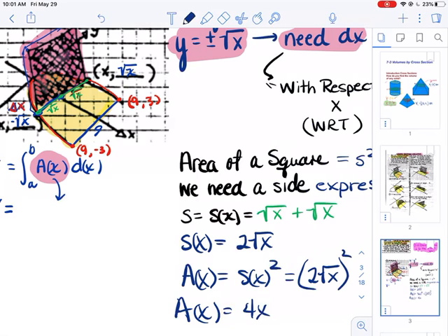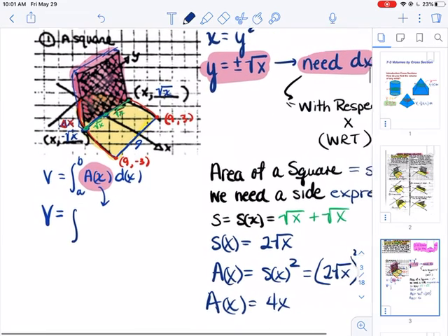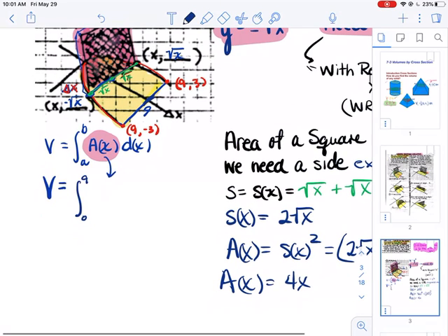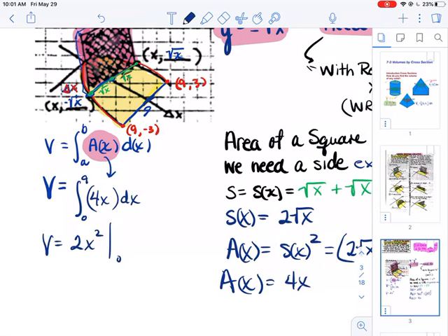And then we're going to plug this into the integral. Remember, the limits of integration, you integrate what's there, not the air. So we're going to start at 0, and we're only going to go to 9, because that's where we stop the base area right here. We have A of x as 4x, and then our dx. So kind of a simple integral. We get the volume equal to 2x squared, as we integrate 4x to get 4x squared over 2, and then evaluate that from x equals 0 to 9. So we end up getting 2 times 9 squared minus 0 squared, which equals 2 times 81, which is 162.